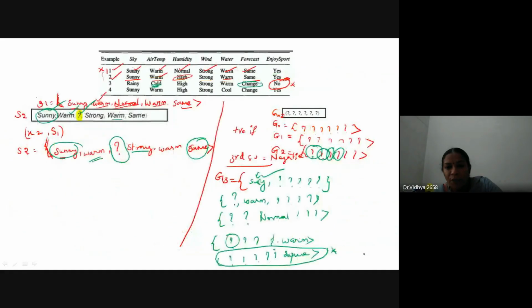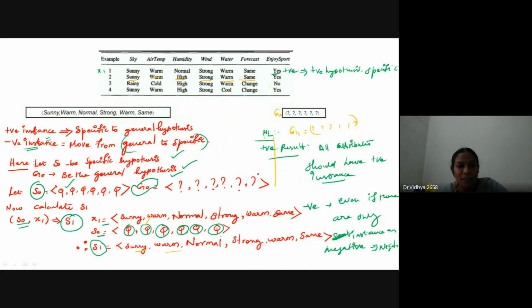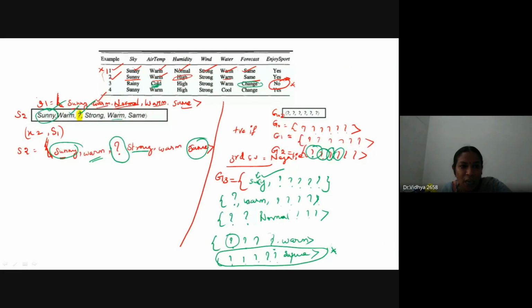Now we have written G3. Similarly, on the other side, S3 will be the same as S2, because the third line is the negative line. We are not considering any kind of negative instances. So what will happen now? And now we have proved this also. Due to that reason, we have proved this also.